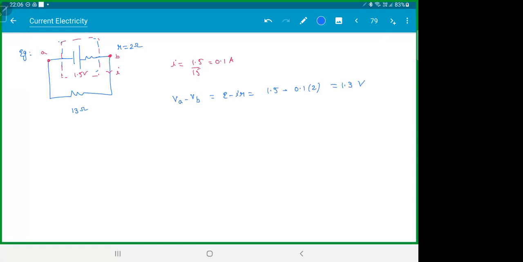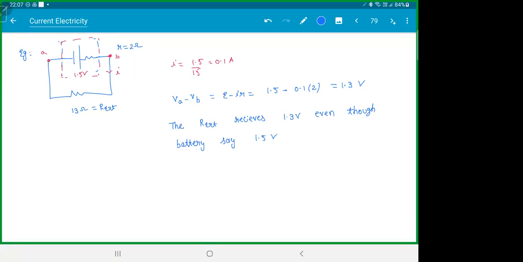What is the meaning of this? Even though the battery says 1.5 volt, in reality, we get only 1.3. You're getting it? On the battery it will be written 1.5 volt. So the external resistance, this is your R external. This can be a bulb or anything. The R external receives 1.3 volt, even though the battery says 1.5 volt. Are you getting this?